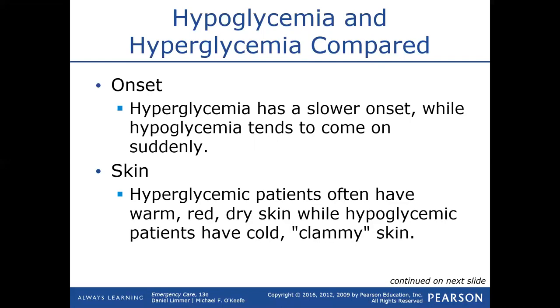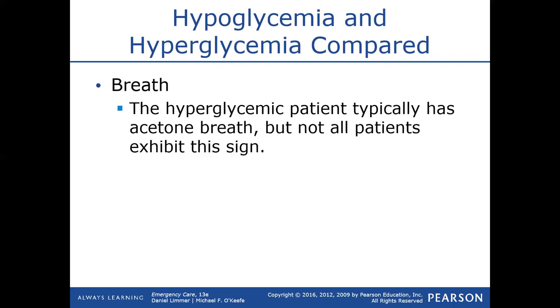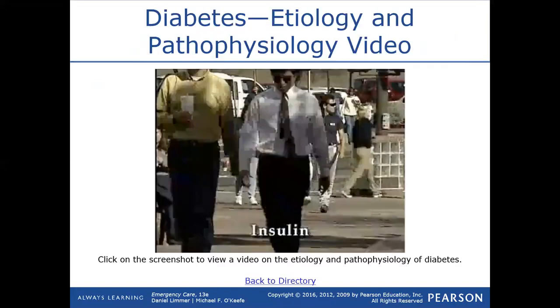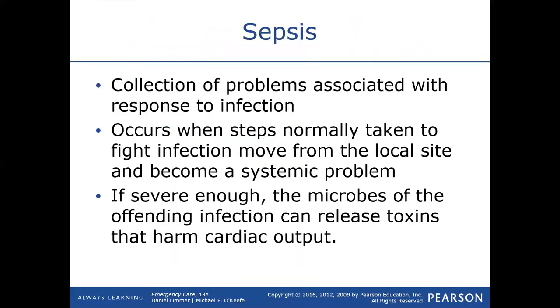Hyper, which is high blood sugar patients, often have warm, red, dry skin, while hypo, low blood sugar, have cold and clammy skin. Okay, so the high blood sugar patients are probably going to have warm, red, dry skin, while the low blood sugar is going to be cold and clammy, right? Diaphoretic. Okay. The high blood sugar typically has that acetone breath, but like I said before, not all patients exhibit this sign. So if you smell that on their breath and they have the skin and their diabetic history and you think it's high and you checked it with your glucometer, okay, this is probably what's going on. Okay. Other causes.